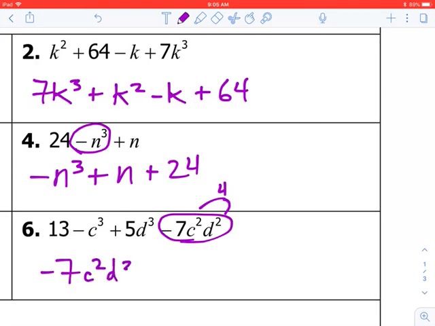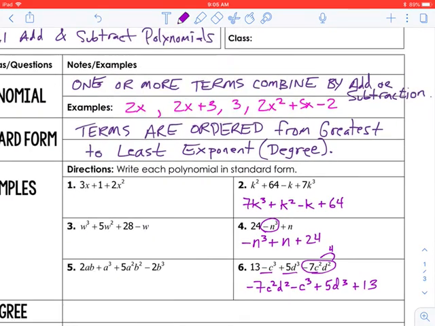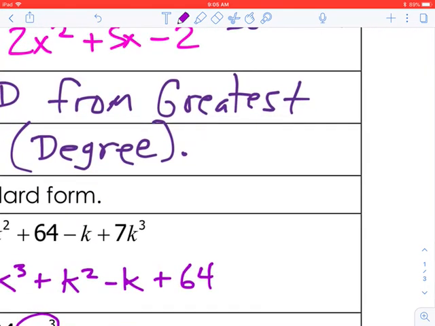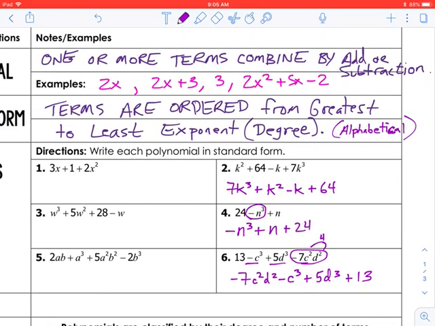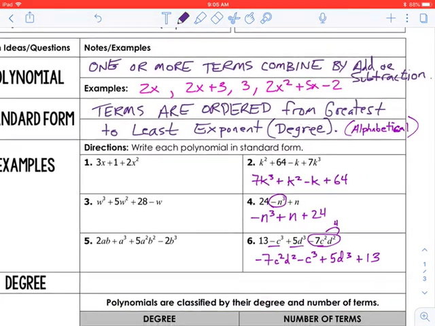C squared, D squared. And then which one of these should go first? Well, alphabetical order says C comes before D. So minus C to the third plus 5D to the third. And then we have plus 13. Okay, so alphabetical too. If you have the same exponent, you either combine them if they're like terms or put them in alphabetical order.